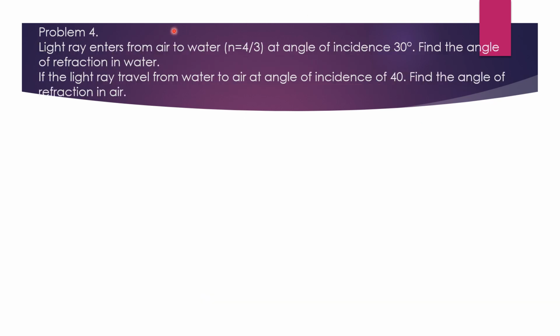Problem 4. A light ray enters from air to water at an angle of incidence 30 degrees. Here the refractive index of water is given as 4 by 3. Find the angle of refraction in water. The second part of this question is, if the light ray travels from water to air at an angle of incidence of 40 degrees, then find the angle of refraction in air.